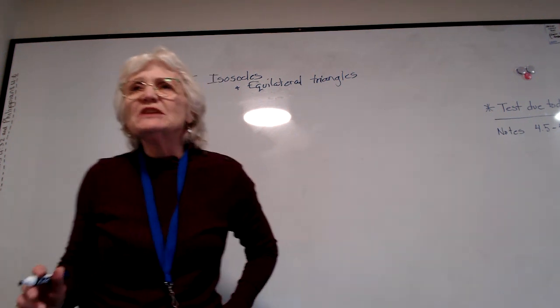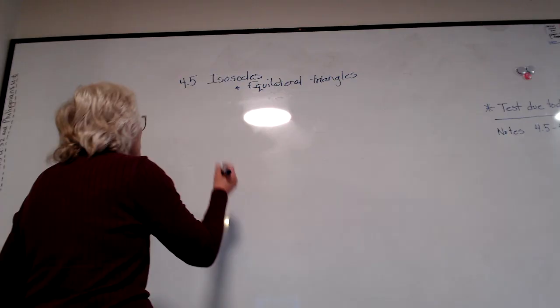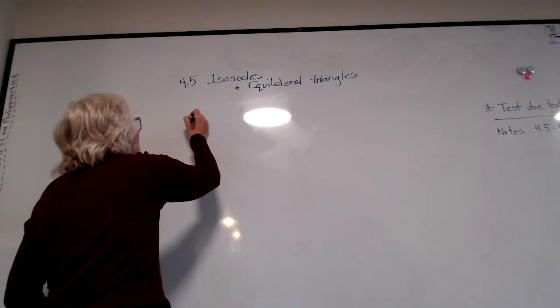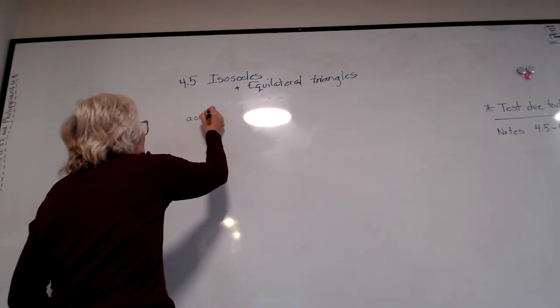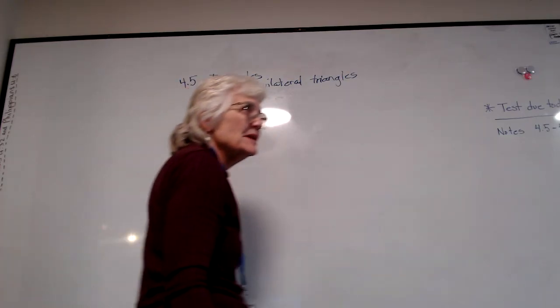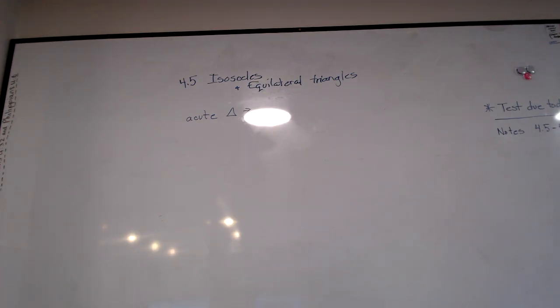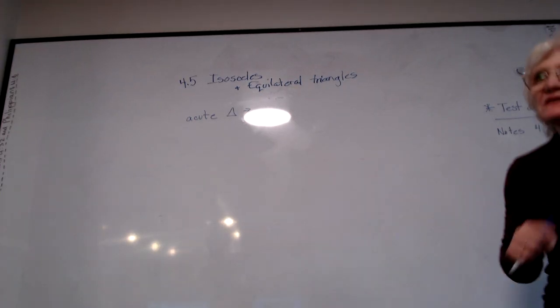So first, we're going to just define some things. You guys should know these, but let's just ask what they mean. If I talk about an acute triangle, what does that mean? Yes, it has an angle that's smaller than 90 degrees. Is it just one angle? What's the definition of an acute triangle? Yes, all of its angles. All the angles are less than 90.